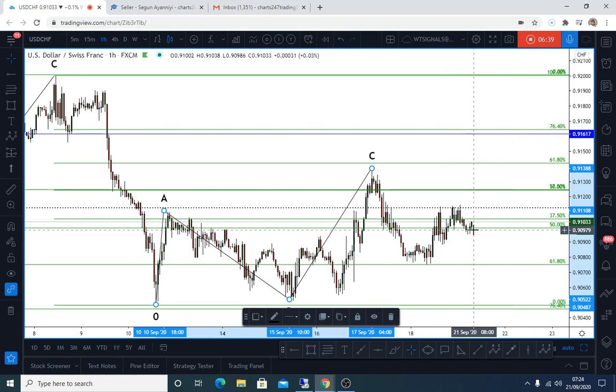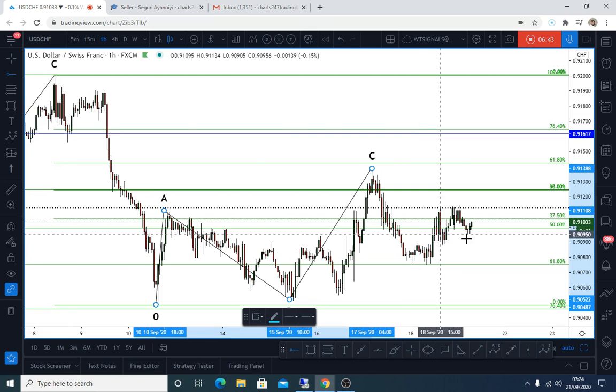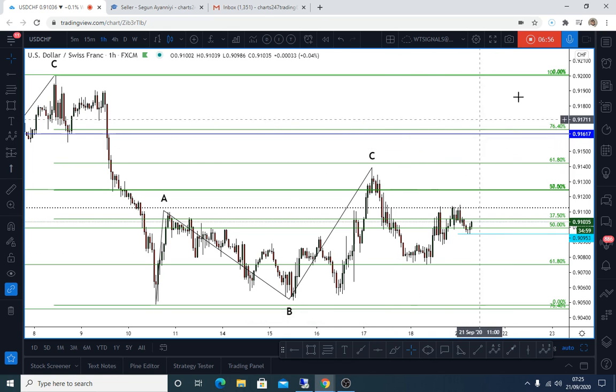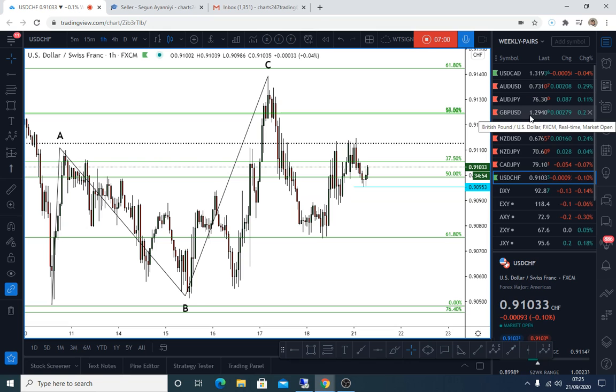There are so many pairs you can take rather than leaving your stop loss to be here or here, because if this is strong enough, it should stay where it is above the 50% and continue to break higher. So that's the dollar Swiss. I think that's about the one that I'm going to do.